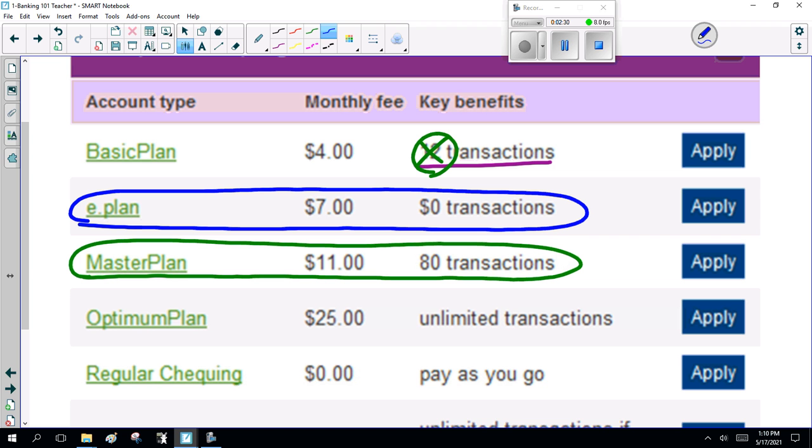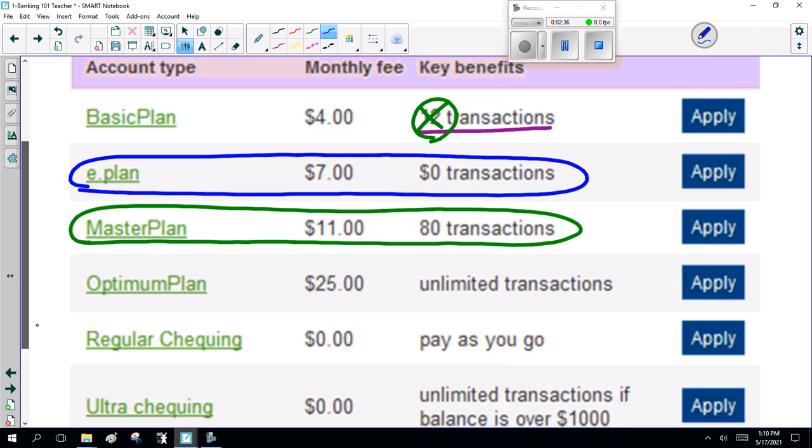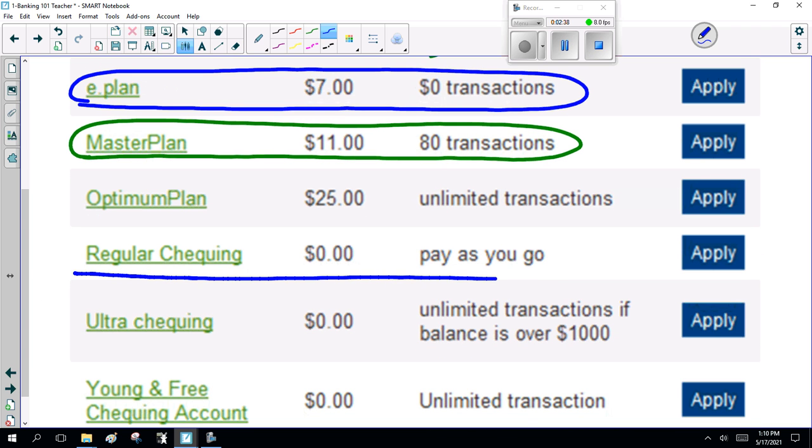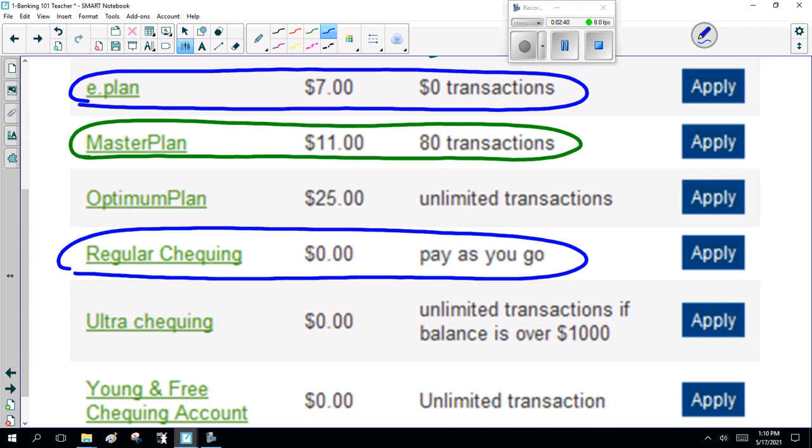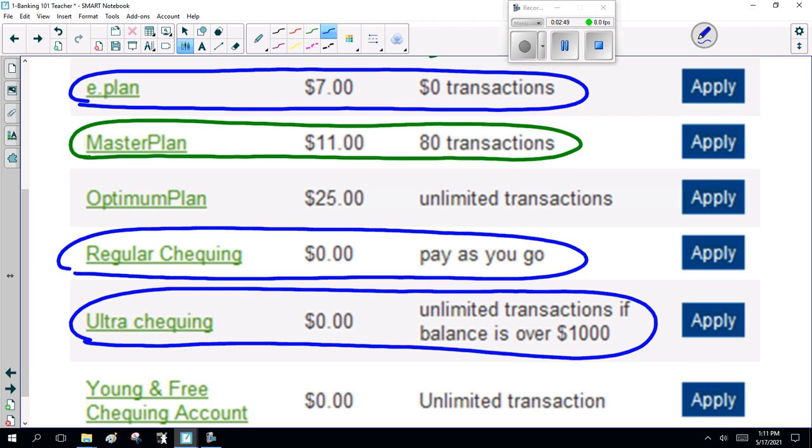Now, does that include getting money from an ATM? I hope so. There's also regular checking. Here you go. Or ultra checking. That might be better. Remember he has, what was it, $1,200 or $1,500? He has more than $1,000, and he gets unlimited transactions.